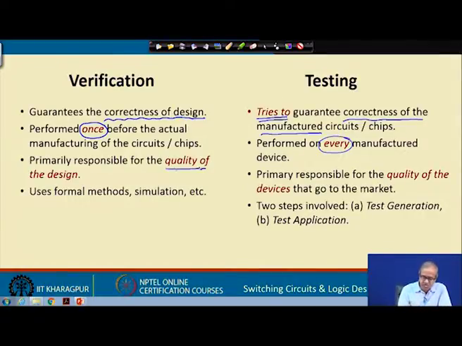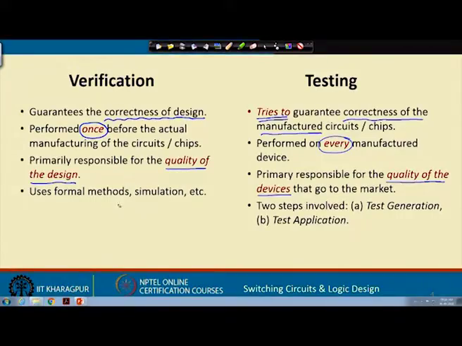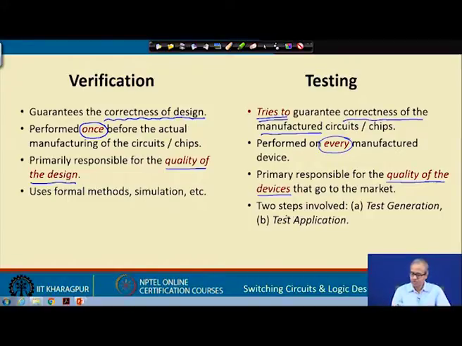Verification assures the quality of the design, that the design is free of any errors. Testing ensures quality of the devices, that the devices are probably free of errors. Well, again I am repeating, you can never give a 100% guarantee. Okay. And verification is typically carried out using mathematical techniques, formal methods, theorem proving, simulation, but these are the things we shall not be discussing here. But for testing, we normally use a two-step process. Given a circuit with some inputs and outputs, first we find out what are the inputs we have to apply for testing, that is called test generation. Then for every circuit or chip, we have to actually apply those inputs and verify whether the output is coming correctly, that is called test application.